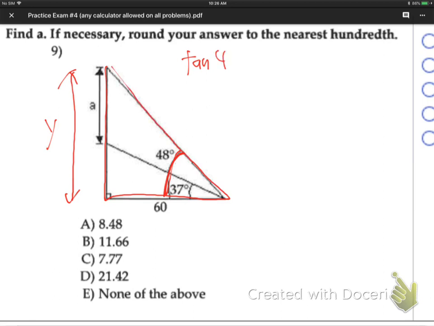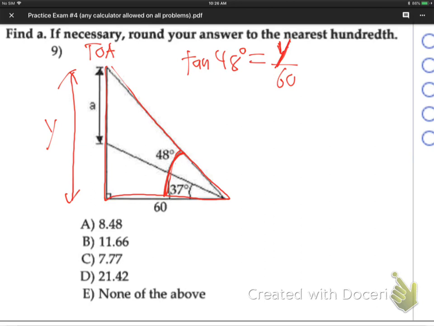So the tangent of 48 is, remember, tangent is always TOA, opposite over adjacent. So opposite y over adjacent 60. Is that good? And then we could solve for y, couldn't we? Now that's not our answer yet, but that'll be a good step in the right direction. You're going to have to do a couple steps on this. This is a multi-step problem. It's not a one-stepper. Why is it not just a one-stepper?